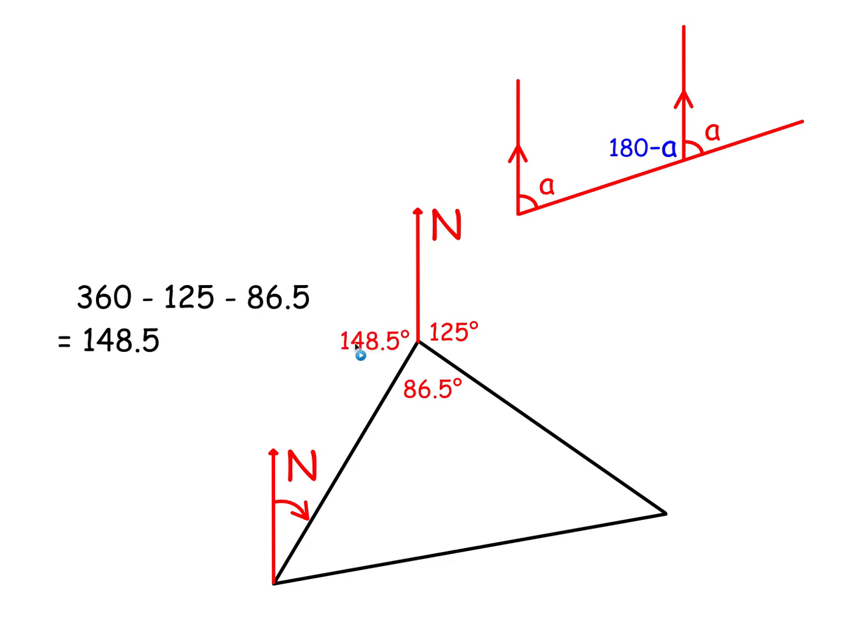So, there's a calculation for that. The supplement of 148.5, it's 31.5. Since the angle here, clockwise from north is 31.5, it's a three-figure bearing, 031.5 degrees. So that's the bearing worked out.